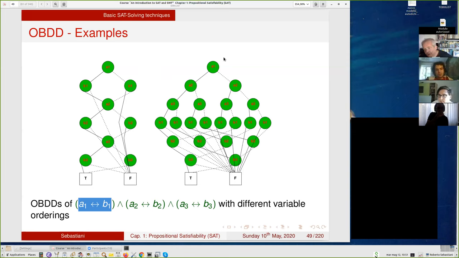If you order, given an order, you have a different OBDD. In particular, if A1 is true, then you have B1, and so on. Then if A2 is true, then the same, and if A3 is true, then the same. Then if B1 is true, okay. If B1 is false, you go straight to false. Okay, and so on.